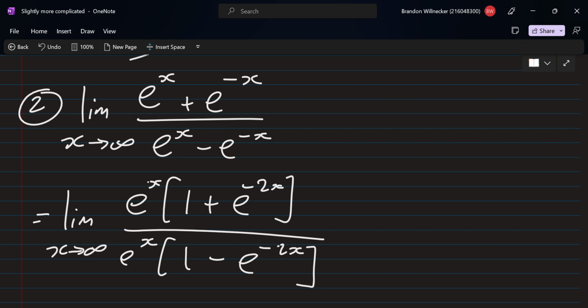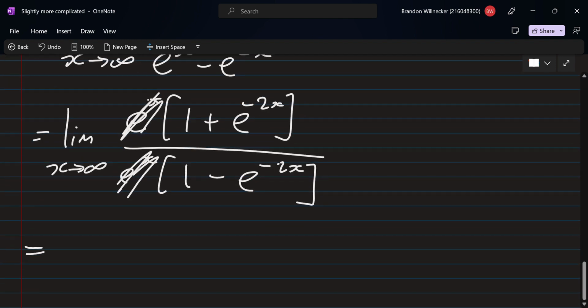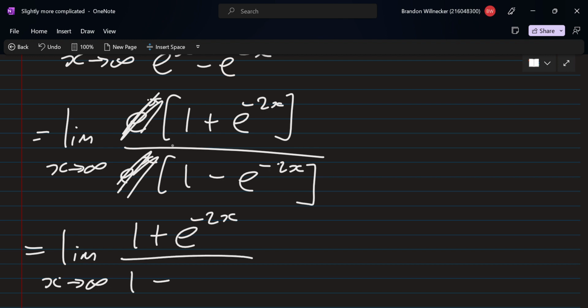Okay, so we just factored that out to the left. Now we've got an e to the x at the top and the bottom. That can just cancel. Okay, so let's rewrite this neatly. So this will be the limit as x goes to infinity of 1 plus e to the minus 2x over 1 minus e to the minus 2x.